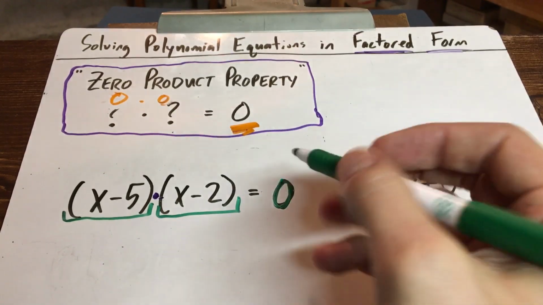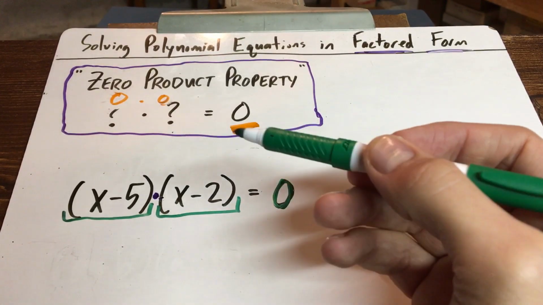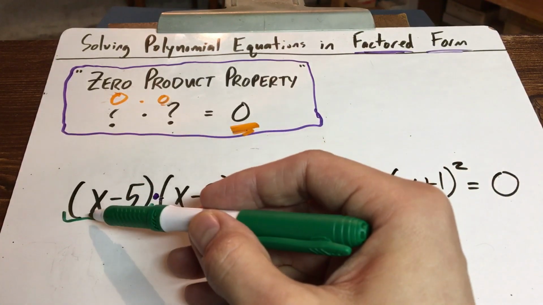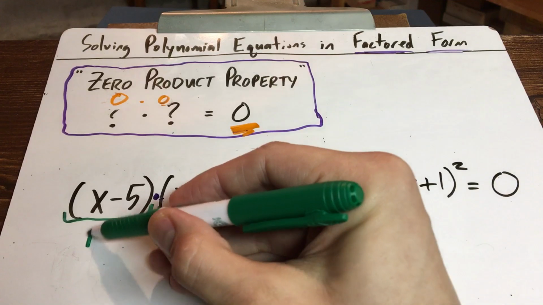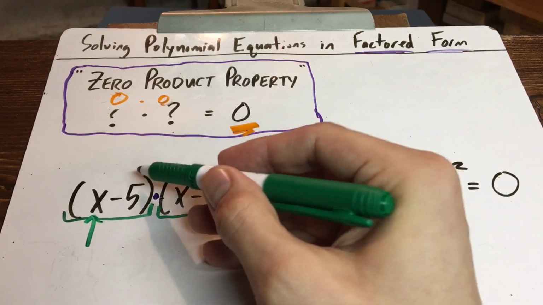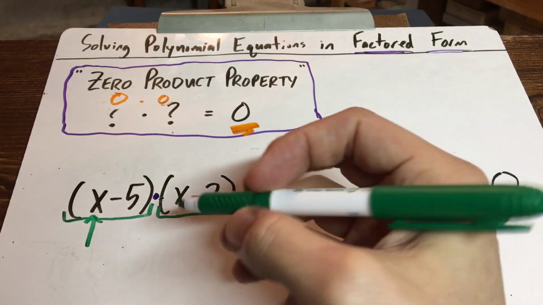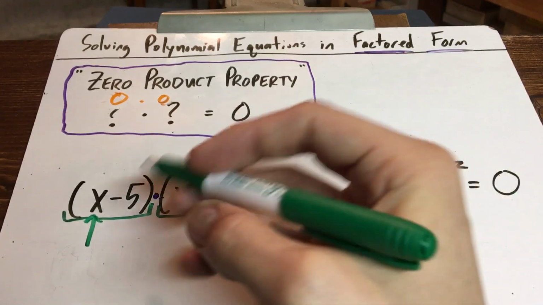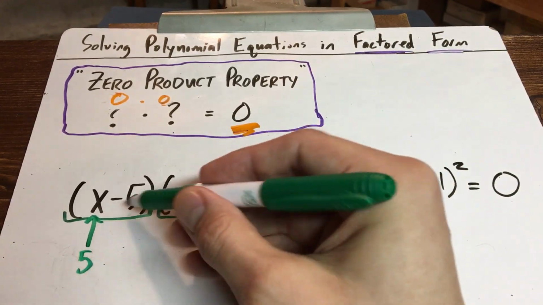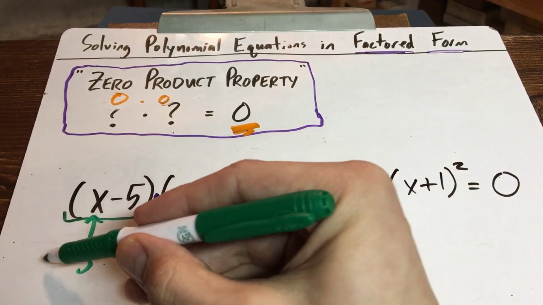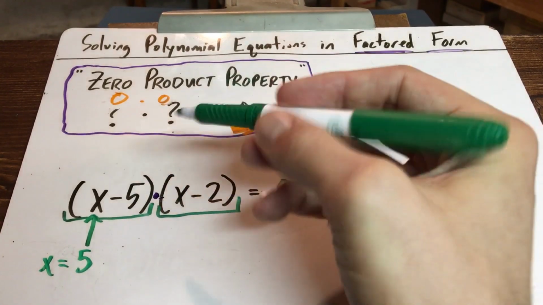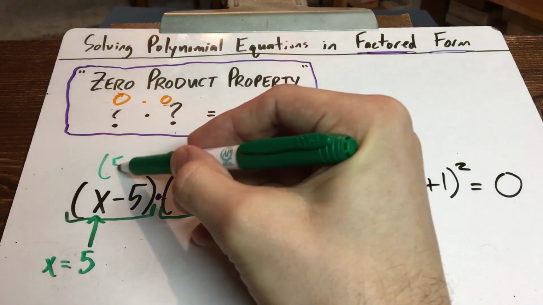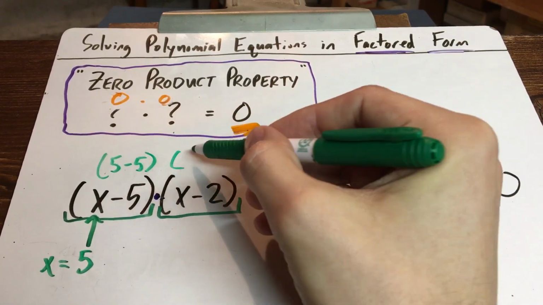So basically what you're asking yourself is, what value would x have to be to make each one of these parentheses equal 0? What number would I substitute right here for the x to make this entire parentheses equal 0? Most people can say, okay, yeah, 5. 5 minus 5 would equal 0. So if x equaled 5, the first parentheses would be 5 minus 5, and the second parentheses would be 5 minus 2.